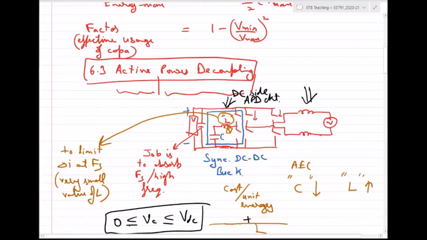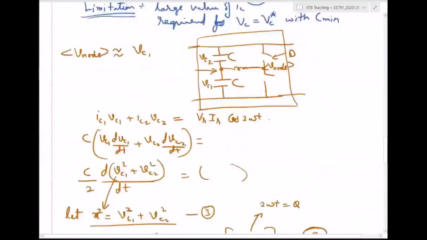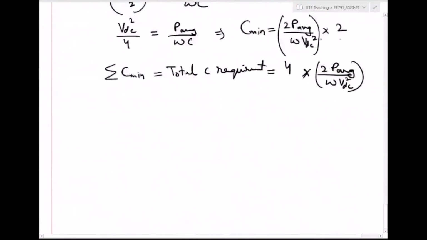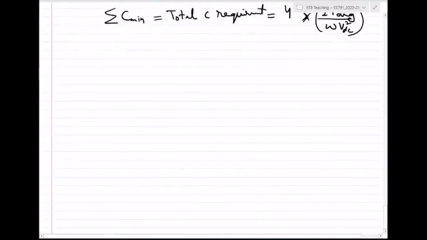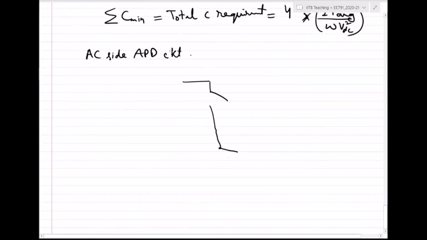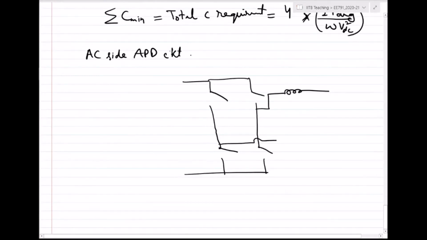Let me give you a glimpse of one of the AC side active decoupling circuits. We will obviously not do the derivation for it. The steps are the same, and you can go back and derive the expression for yourself. So one of the AC side APD circuits looks something like this. We have, let's say, a full bridge circuit. There is an inductor, and this is the other inductor. We have connected the inductors in the common mode fashion, and this is connected to the grid. This is the normal inverter, and this is where we'll have the panel.